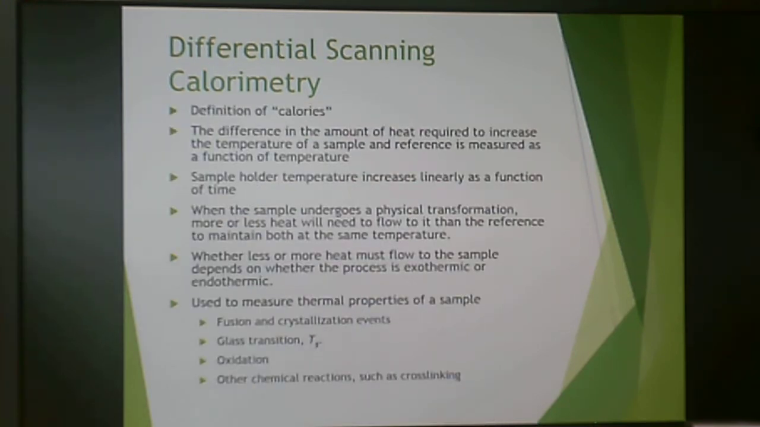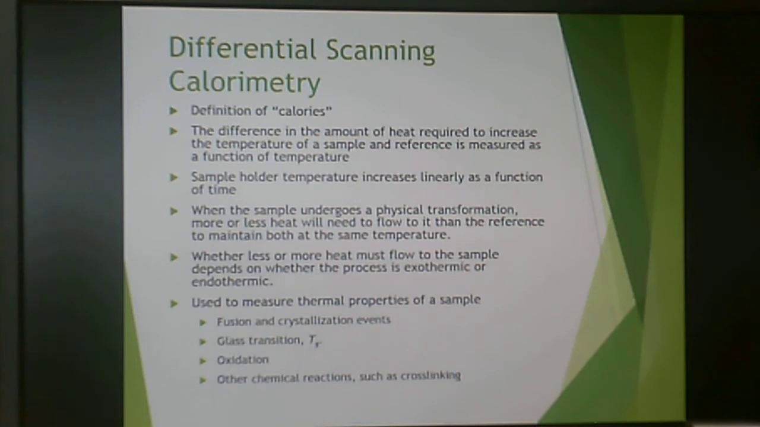So what we look for, this is calorimetry, and the definition of a calorie, or a kilocalorie that you see back on the nutrition facts on your food, is the amount of energy that it takes to raise 1 kilogram of water 1 degree Celsius. So that is the definition of a calorie. That is heat flow. And what DSC measures is the difference in the amount of heat required to increase the temperature of a sample versus a reference. So the sample holder increases linearly as a function of time, while the sample undergoes a physical transformation. More or less heat will have to go into that reference to maintain the same temperature, and that's where you see those transitions.